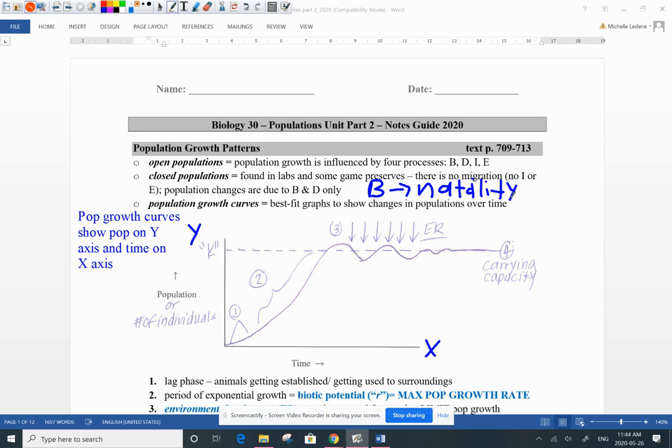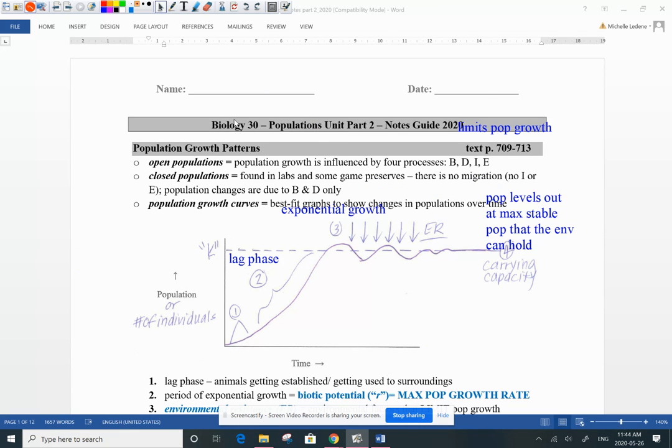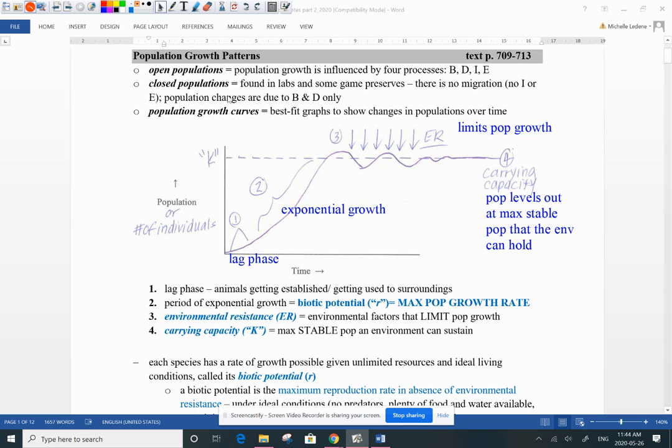Natality, let me spell that right. And then the deaths, well, that is the mortality. The death rate is how many are dying in a certain time, typically a year. So looking at most population growth curves, there are four phases to a population growth curve, which I've numbered right here. So number 1 is our lag phase.